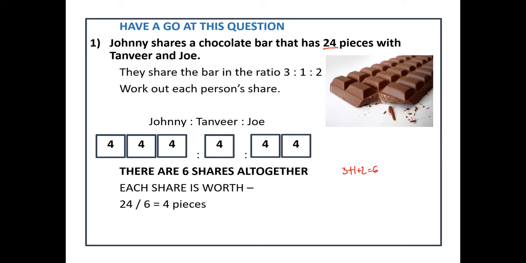And how much they individually get? Well, what we have to do then is multiply 4 by the number of bars that they get. So Johnny gets 3 times 4, Tanvir gets 1 times 4, and Joe gets 2 times 4. So it would be 12 to 4 to 8. Okay, so that's how you'd write it in a ratio. So we've got Johnny to Tanvir to Joe.